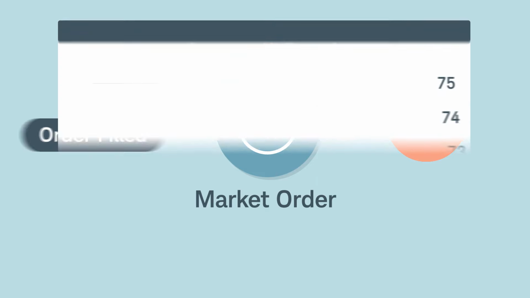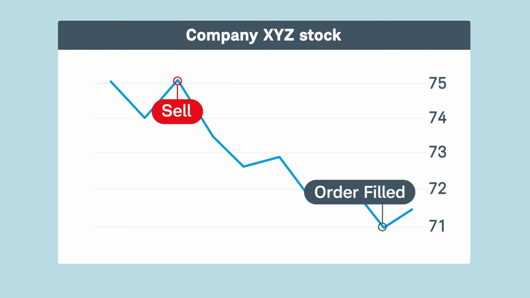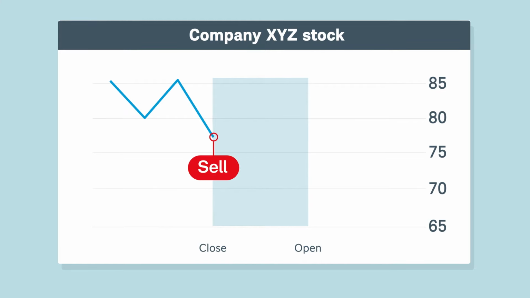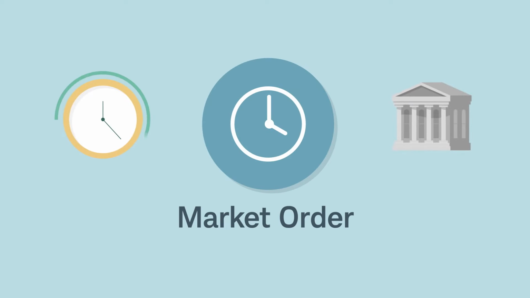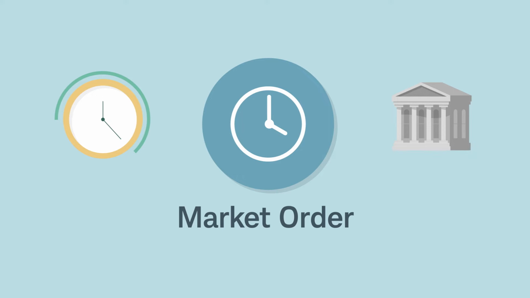For example, if the price is plummeting and other investors are also trying to sell, the price could drop further by the time the market order is filled. This could lead to a share sale at a price lower than what the investor intended. Likewise, if an investor places a market order after hours, the price could be very different when the order is filled at market open. Because of this, investors typically use market orders during trading hours and in highly liquid markets. This increases the chances of getting an order filled closer to the requested price.